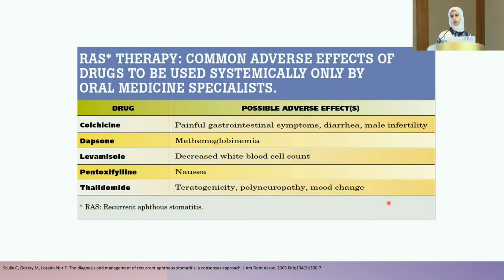I didn't go into too much detail with regards to the dosages and how you should prescribe these medications, because ideally you do want these systemic medications to be prescribed by specialists who are comfortable with using them. But these are some of the side effects associated with those medications. So colchicine can cause painful GI symptoms, diarrhea, male infertility. Dapsone can cause methemoglobinemia, especially in patients with G6PD deficiency. We don't really use levamisole. Pentoxifylline can cause nausea. And then thalidomide, like I just mentioned, teratogenicity, polyneuropathy, and mood changes.